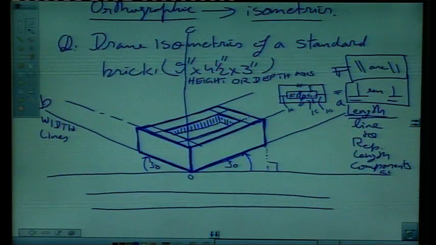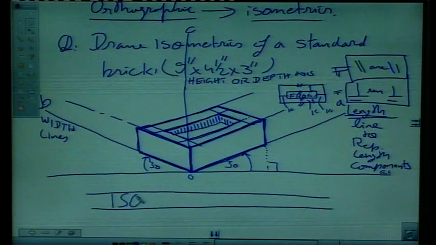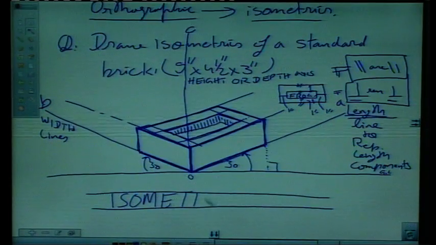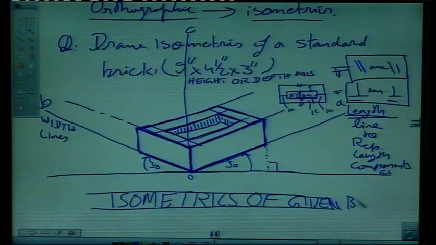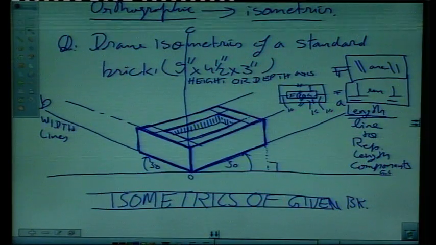In the end, you should write isometric of given brick, right? So for drawing this isometric, we should have a clear knowledge of the plan of the brick and elevation and depth, or we can say the basic shape should be clear in our minds.